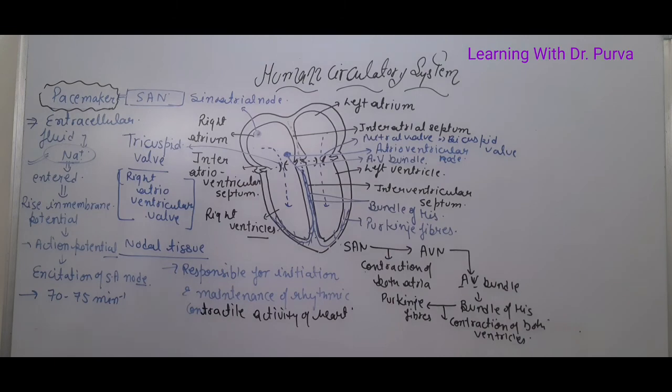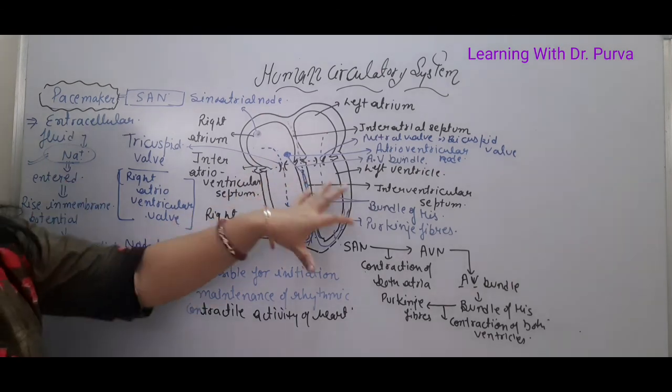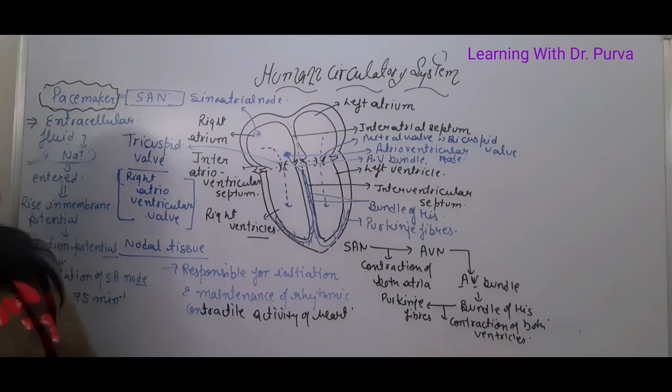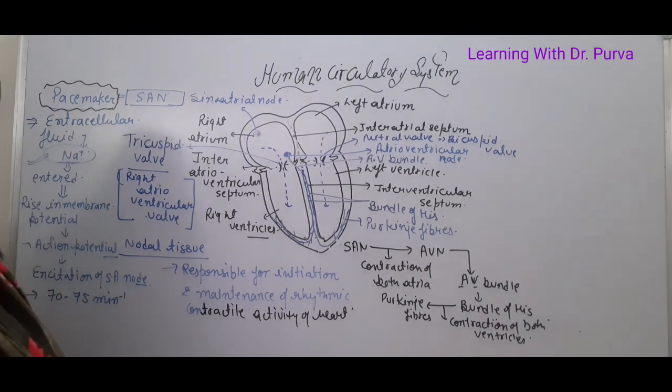So this is all about the human circulatory system, in which I have explained the human heart structure. Two valves are there. Other two valves are also there, which are known as semilunar valves. One is pulmonary, another one is aortic valve, which I have already explained in my another topic, which was related to the double circulation.